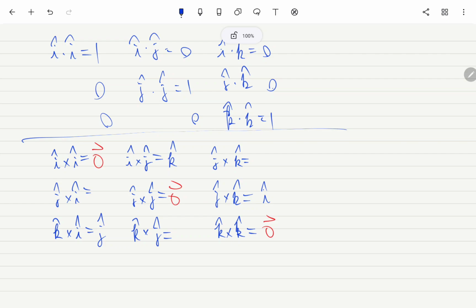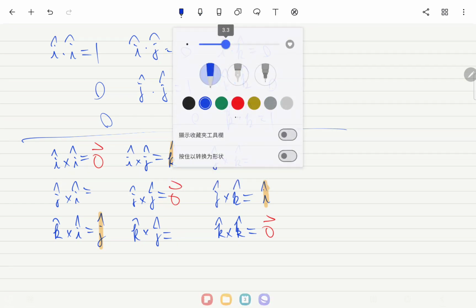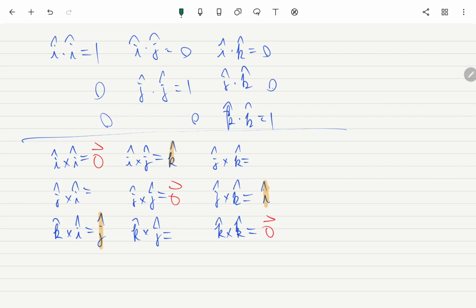I just use the blue color for these three. And then finally, we have the green color here. So J cross K, sorry, this one should be I here. So I, J, K. Yes, it should be like this. Here, I cross K should be negative J. And then J cross I should be negative K. And K cross J should be negative I.